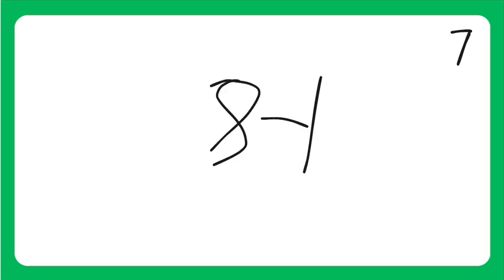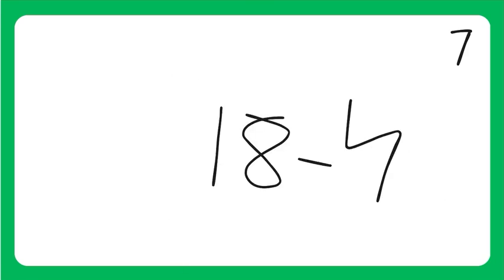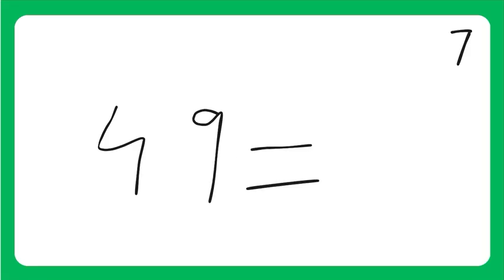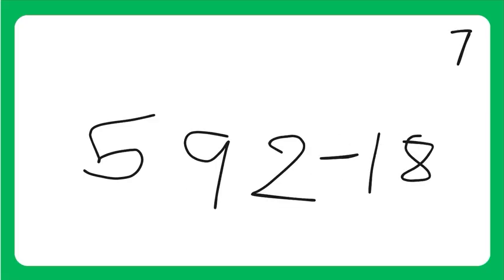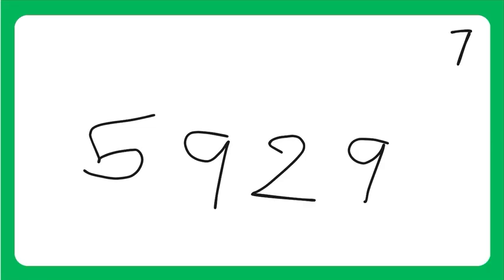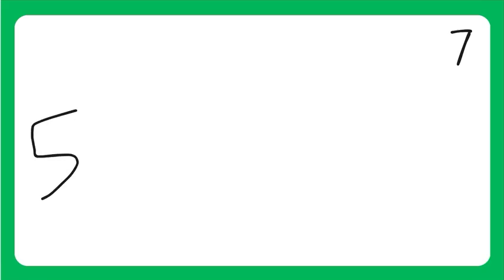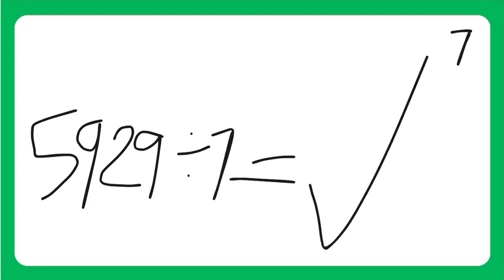So I'm going to go all the way back to what our original number was. It's going to take some time. Come on. I need to go back to our original number. I think we have reached it. So our original number was 5,929, and we simplified it all the way down to 7. So we can say that 5,929 divided by 7 is possible.